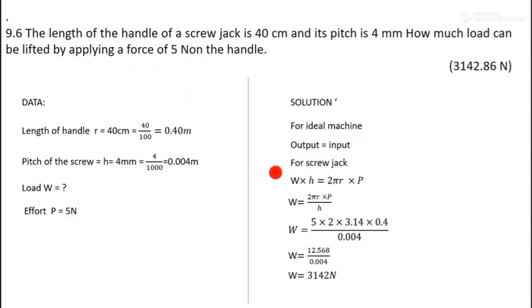Now solution, for an ideal machine, the input is equal to output. Now in this example for the ideal machine, input is equal to output. For the screw jack, output is weight multiplied by height, and input is 2 pi r multiplied by effort P. Now we will find W. W is 2 pi r multiplied by P divided by h. The value of 2 pi r, and P is the value of 5. H we will find, 0.004. Now weight is equal to, when we multiply these quantities and divide by this value, equal to 3142 Newton weight.